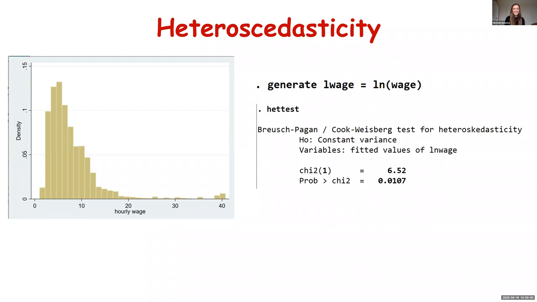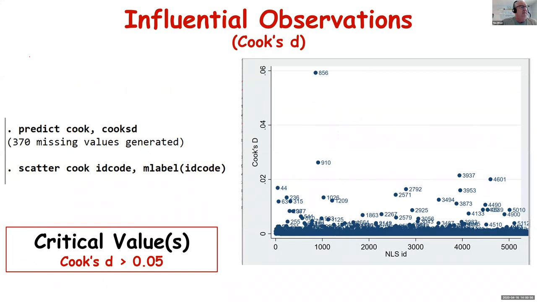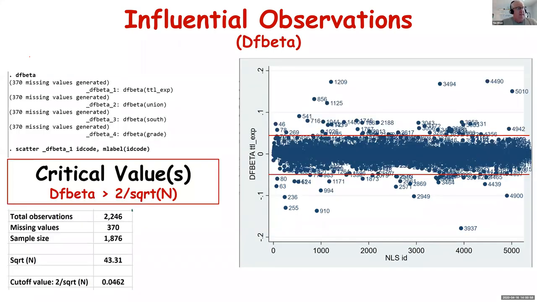And then once we've done that, okay, let's move on to influential observations. Russ talks about DFIT. I talk about DFBETAs. And then we've got another one coming up, which is Cook's D. There's not a lot of special stuff here other than the fact that you've got the command of DFBETA.